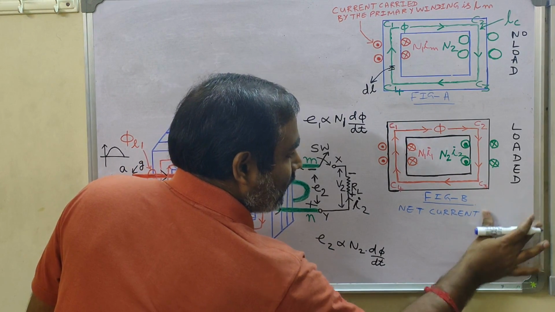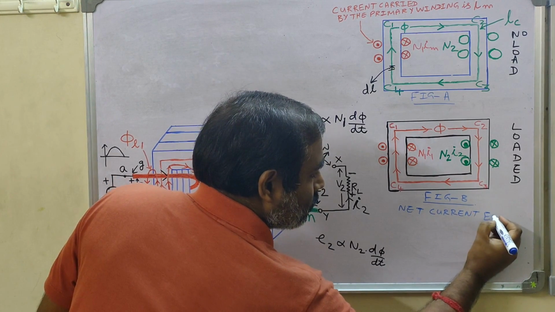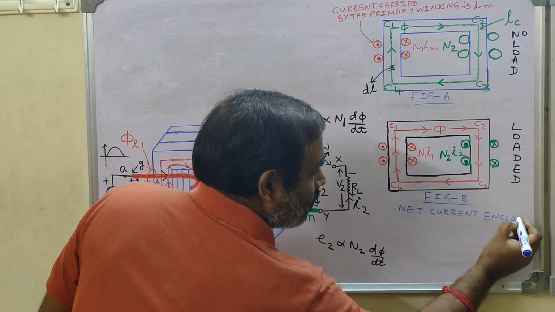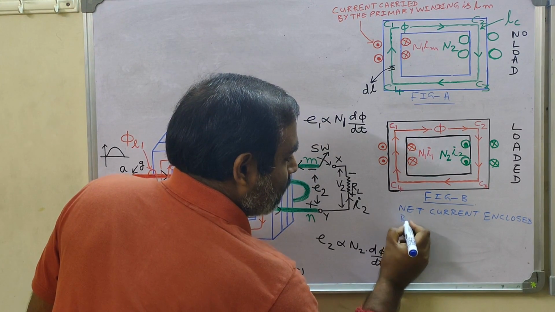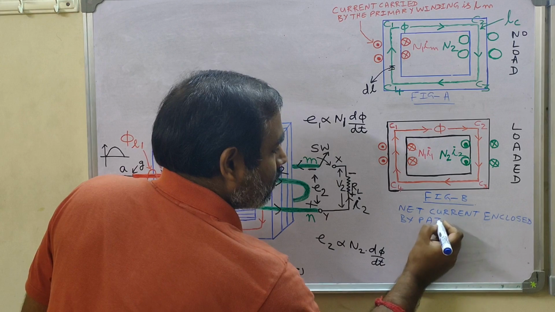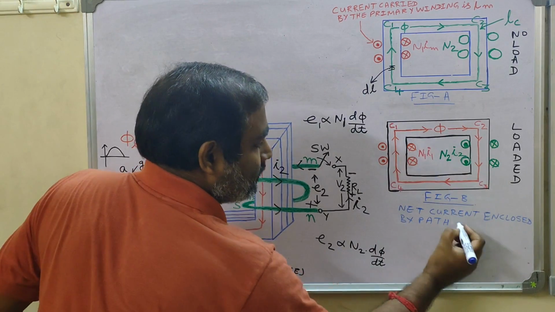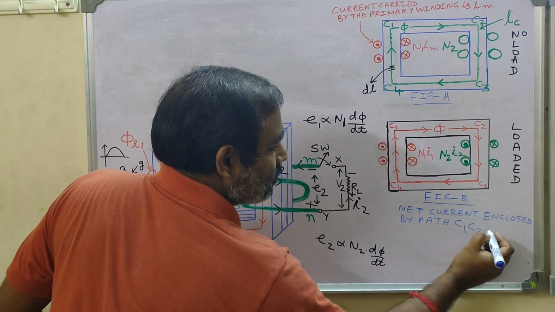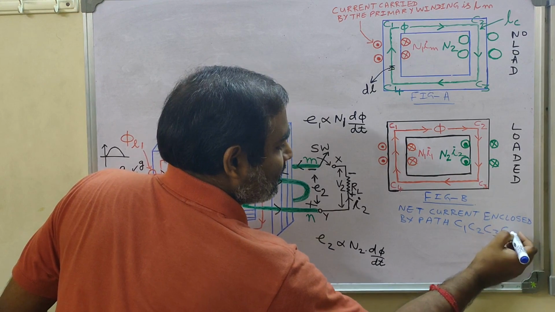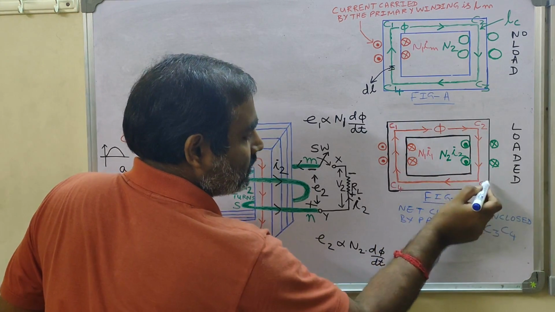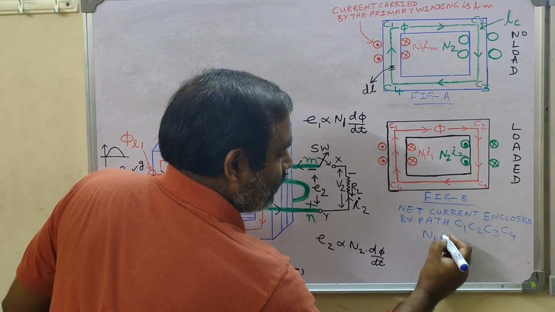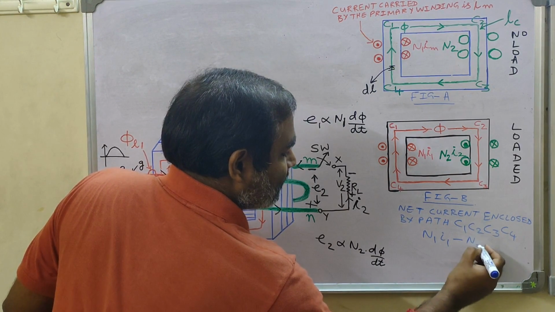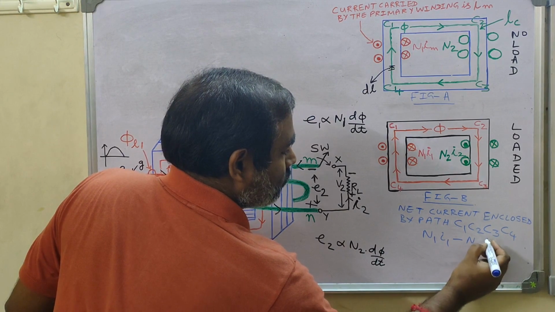enclosed by the path, we have already named the path, it is C1, C2, C3, C4. C1, C2, C3, C4 is how much? It is N1 I1 minus N2 I2.